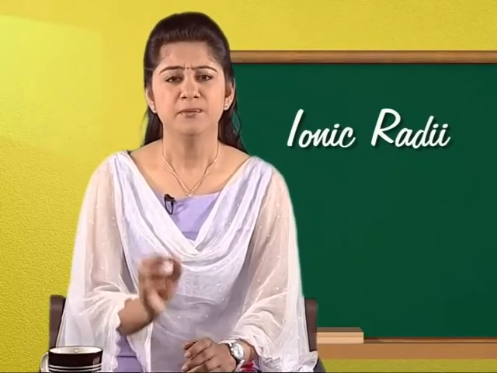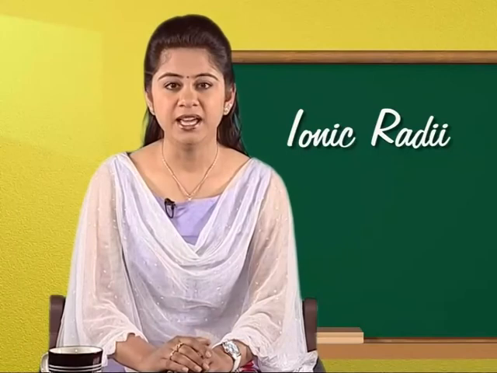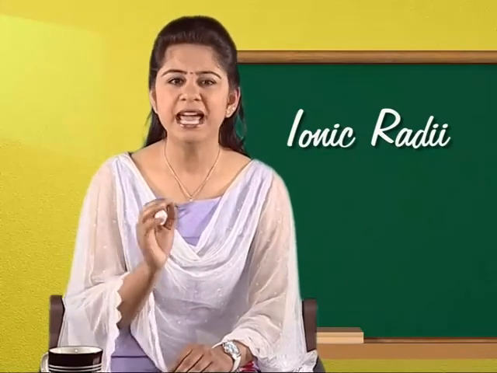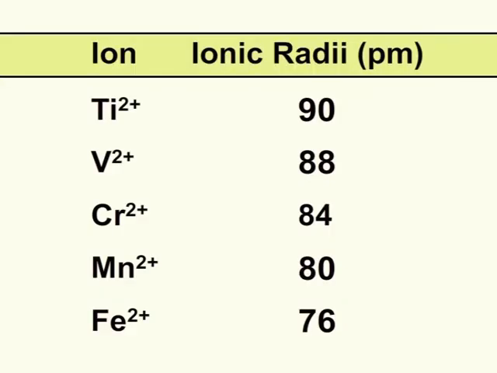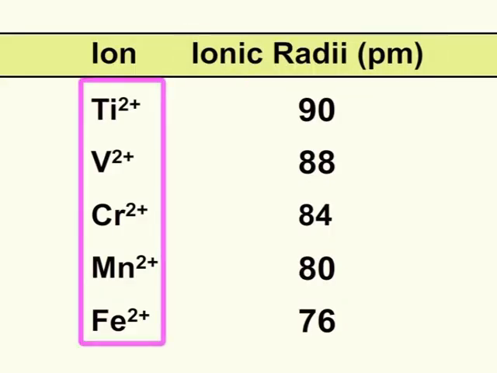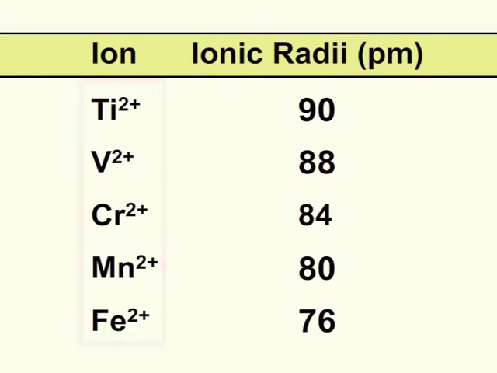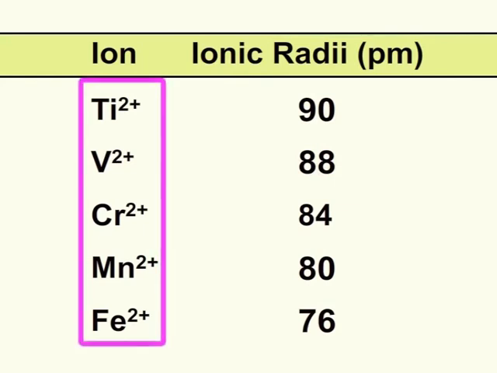Next is ionic radii. Being metals in nature, the transition elements form cations and their radii, as expected, are less than the atoms to which they belong. The radii of bivalent cations, that is M2+, are given for comparison, although these elements have tendency to show variable oxidation states as shown on screen.